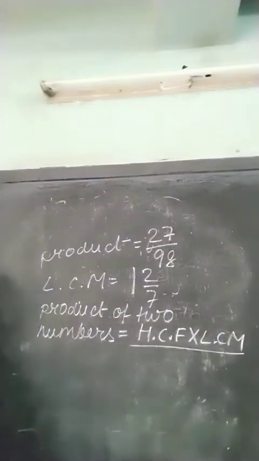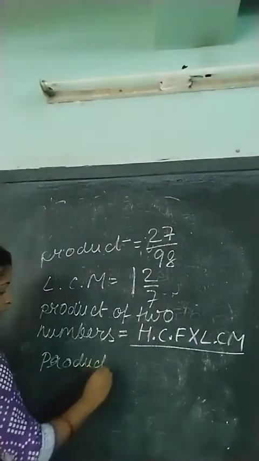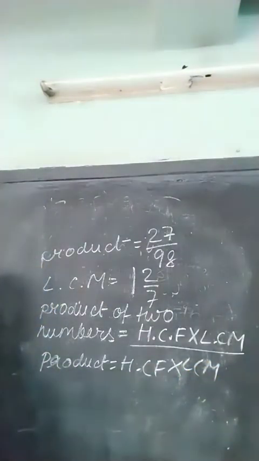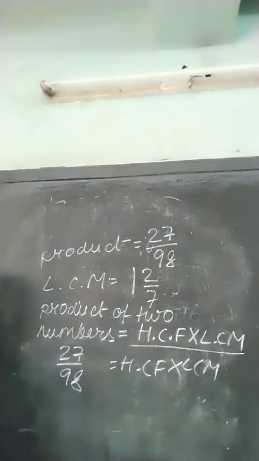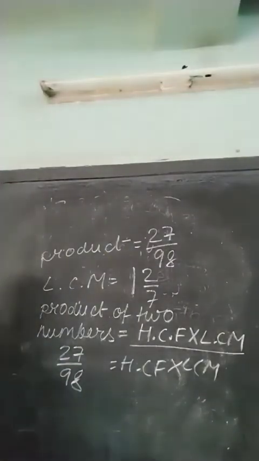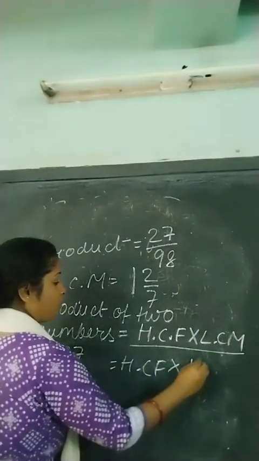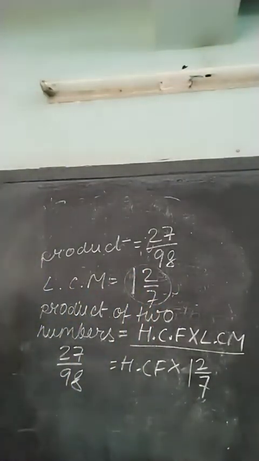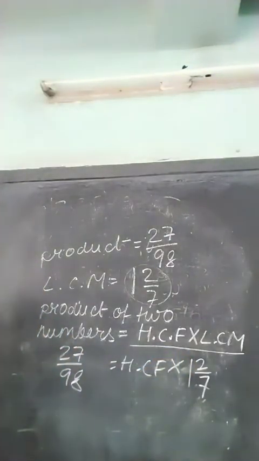Here product of the two numbers is given. Product is equal to HCF into LCM. Here LCM is given and product is given. So in place of product we are going to write 27 by 98. HCF we are required to find out, but LCM is given in this sum. So LCM also we will write 1 whole number 2 by 7, because this is what is given to us as the LCM. In place of product also we will write the number which is given.